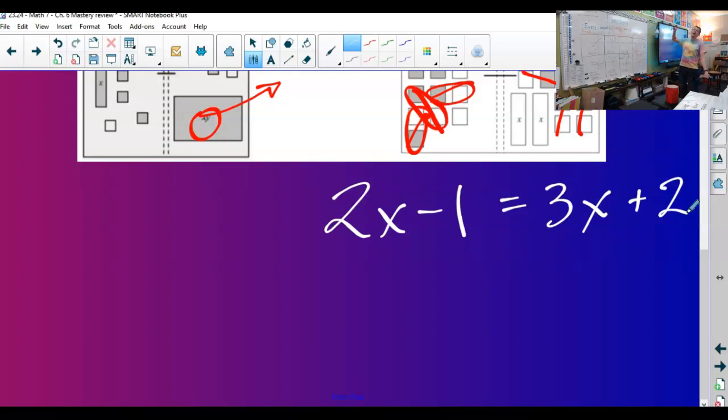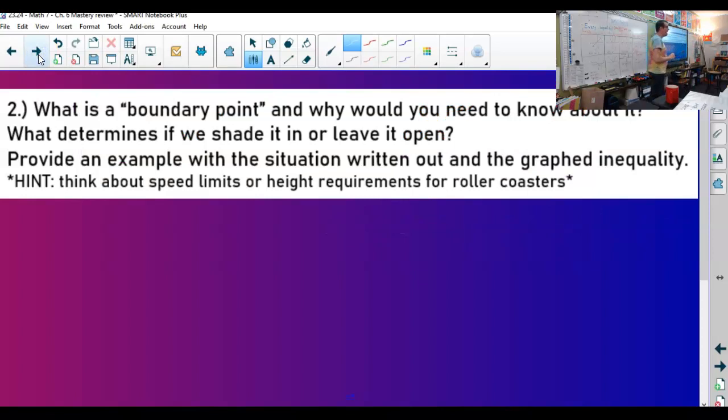It comes out to be not a whole number. That's the note I wanted to make to you. You could leave it as a fraction, because fractions are often better than decimals. Boundary points. Guys, I give you the hint. Think about speed limits or roller coasters or things like that.